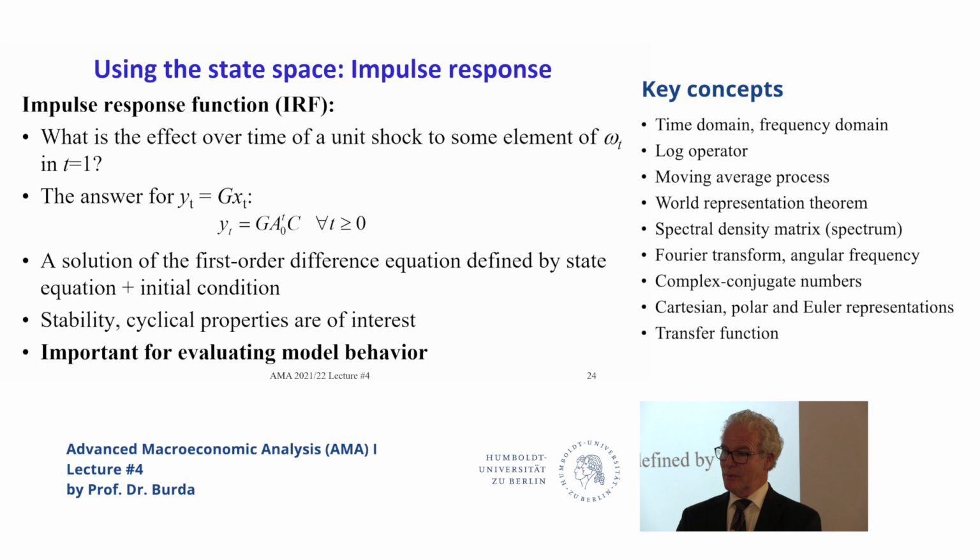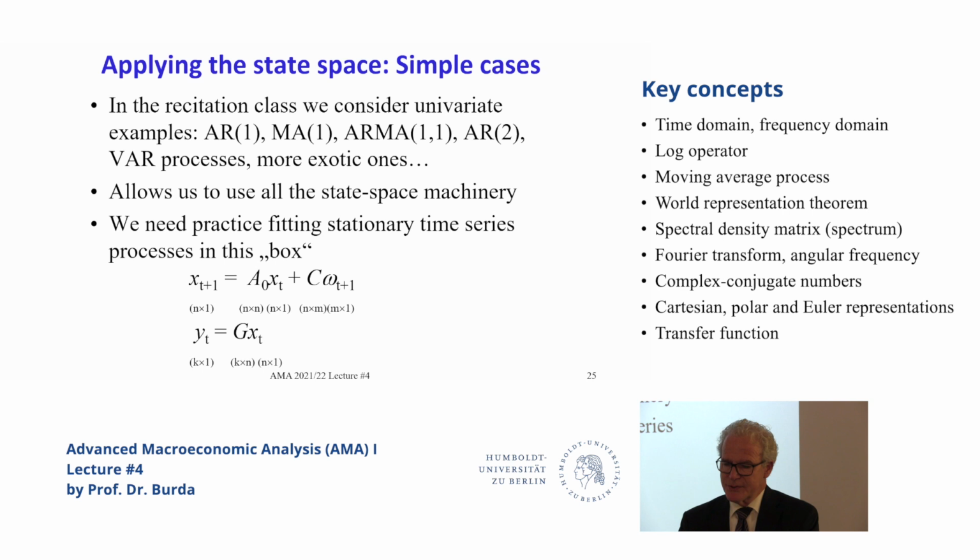In this section, we will consider some simple examples, really baby examples, right? But the box is very large. You can accommodate all sorts of cool models. So think of an AR(1) process. x_t could be a vector, it could be univariate. If it's univariate, an AR(1) process is really easy to understand. So you can write that down in the state space. You can write a moving average in the state space.